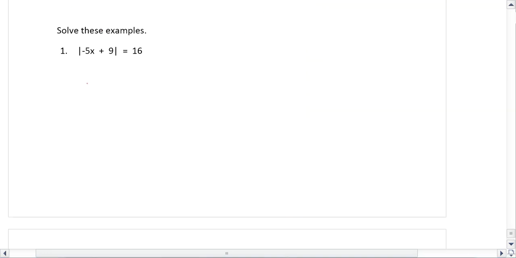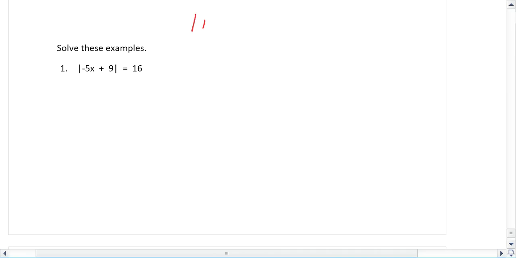All right, in example 1, if I'm looking at step 1, there's really nothing I can combine inside the absolute value. And then I look outside here and I'm not multiplying or adding or anything, so this absolute value is already isolated. So this negative 5x plus 9, remember inside this absolute value, we could get a positive 16, which would give us 16. And we could also end up with a negative 16 inside the absolute value that would give us a positive 16.